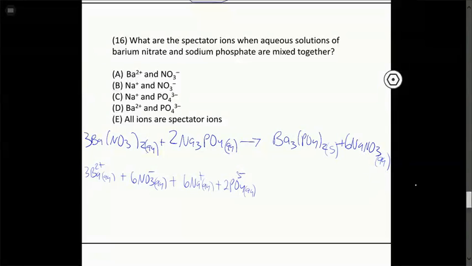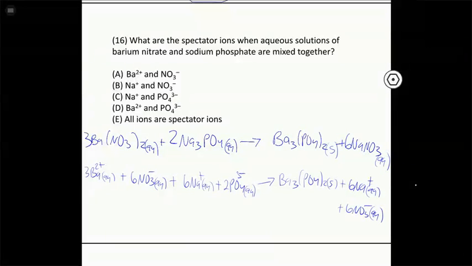So all the species on the reactant side are going to be soluble. So we break all those up into ions when they're ionic compounds. Then on the product side, our precipitate we leave intact because that's not dissolved in the solution anymore. And then we get 6 Na+ and 6 NO3- from the sodium nitrates. Alright, so this helps us verify that it is balanced.